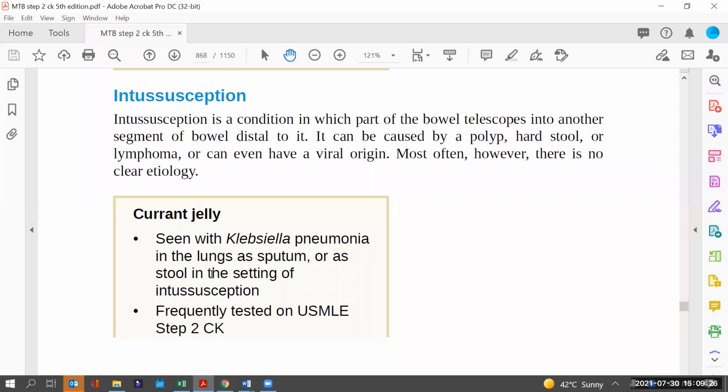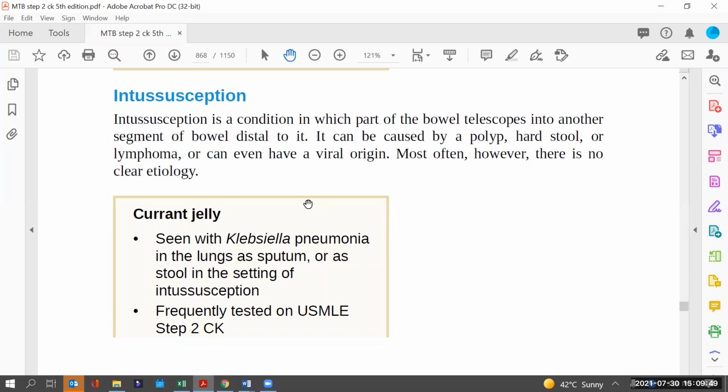where actually the bowels are going to telescope into one another, meaning getting inside one loop, and the other loop is going to be stuck in that loop, and the other loop is going to be stuck in another loop. So there will be a stacking of the loops forming like a telescope. So this currant jelly presentation is a typical term related to intussusception.